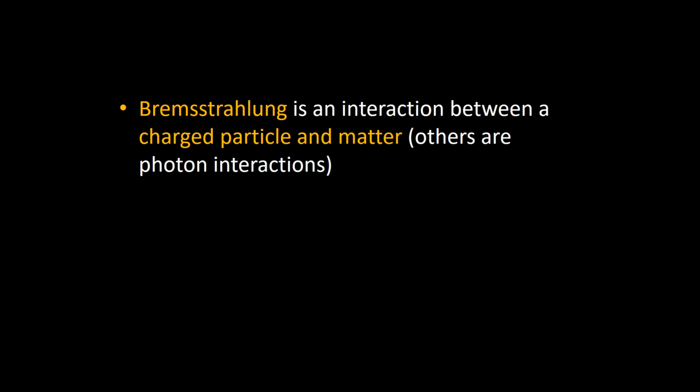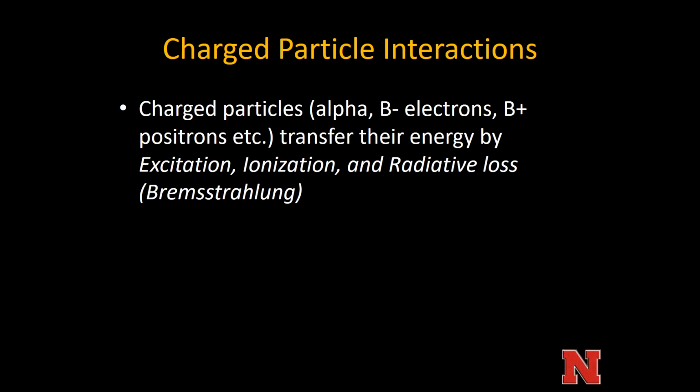So a photon has no mass. A charged particle obviously would have mass. Photons are just basically energy. So charged particle interactions is the next topic of discussion. Charged particles, like an alpha particle, beta electrons, beta plus positrons, transfer their energy by either excitation, ionization, or radiative loss, or Bremsstrahlung. So it's important that you don't misinterpret coherent scatter, Compton scatter, and the photoelectric effect, which are all photon interactions, with excitation, ionization, and radiative loss, which are charged particle interactions.